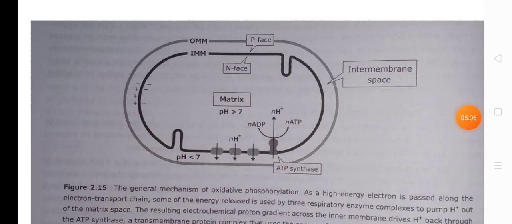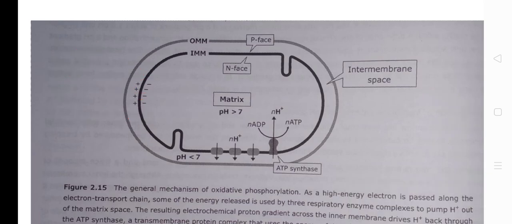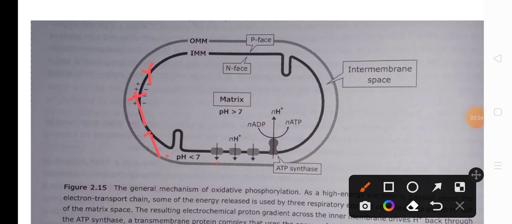Again, for a quick recap, the electron transport chain releases energy, and this energy is used for an active transport system. What kind of transport is it? It is the transfer of protons from the matrix to the inner mitochondrial space, or you can say the intermembrane space. As a result, the concentration of protons increases in the intermembrane space, which decreases the pH of the intermembrane space.